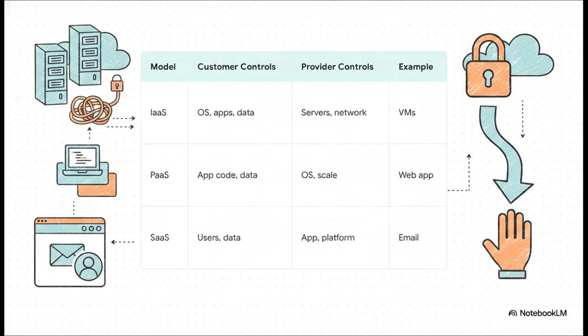First up is IaaS, or Infrastructure as a Service. Here, the provider gives you the physical servers, the storage, and the networking. You, the customer, control everything else: your operating systems, applications, data, firewalls. It's basically like renting bare metal virtual machines.